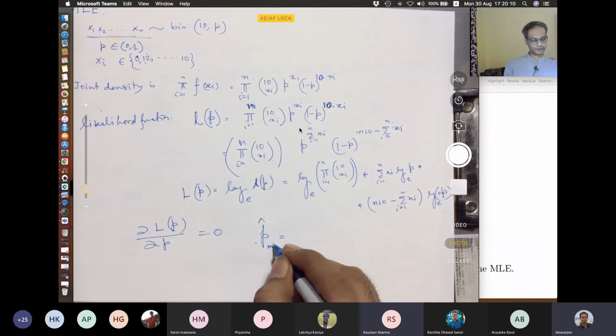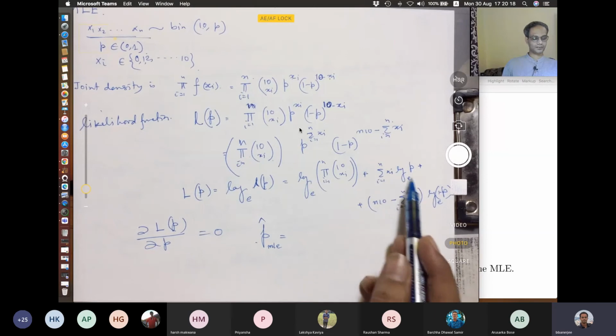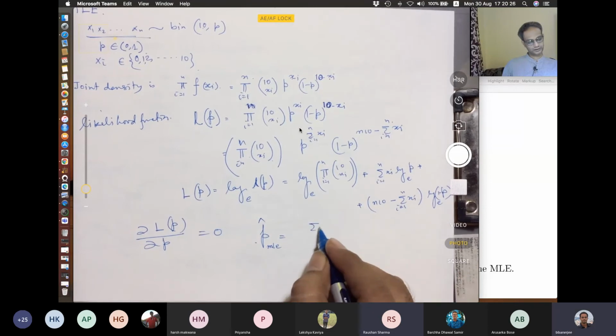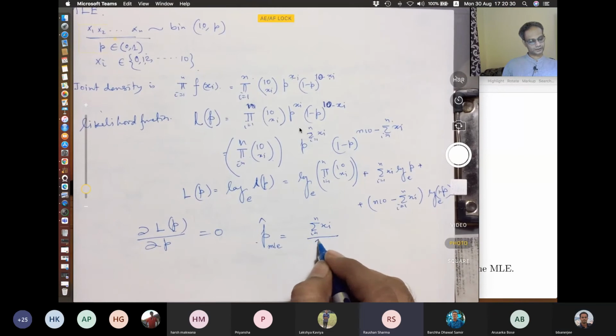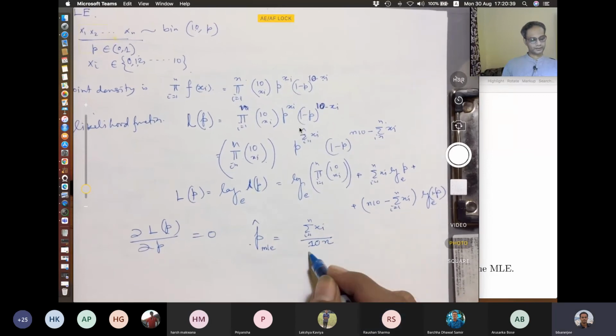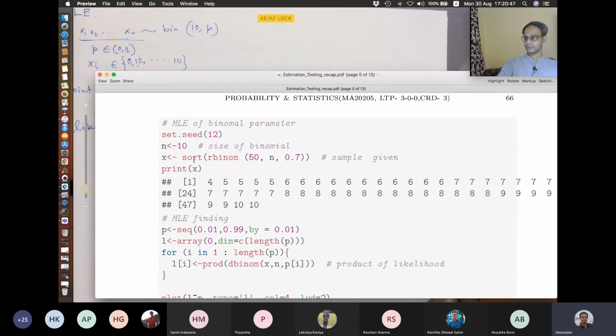So this is the maximum likelihood estimate. Is it so difficult to solve this equation? So summation xi by 10n. Yes, correct. Summation xi by 10n. So this is the solution, and here you have an example, something similar to what we have done. So 50 observations are taken from binomial 10, 0.7.